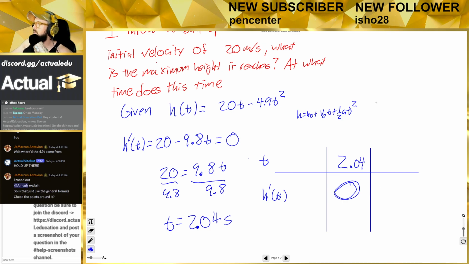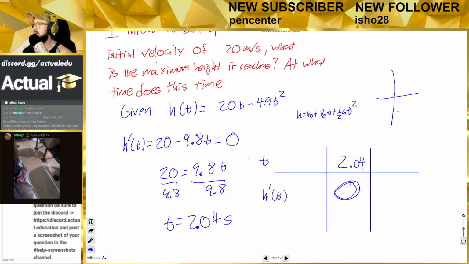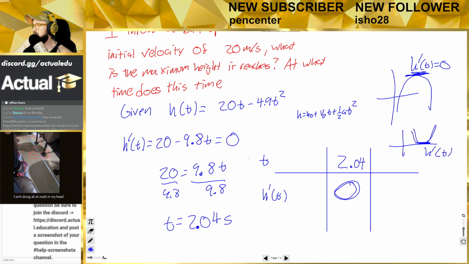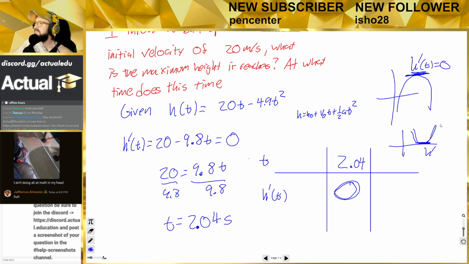Because when the derivative is 0, it can mean two things, right? It can either mean the function is doing this right here, like this would be h prime of t, or it could be upside down. It could be this that's happening. We don't know, technically. Okay, we'll check. But how do I check whether this is, for instance, a maximum or a minimum?